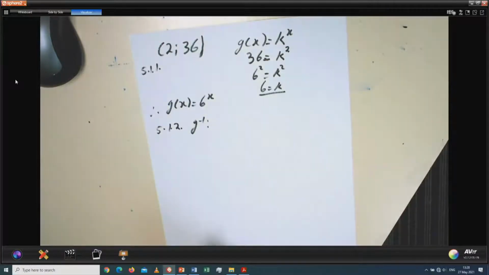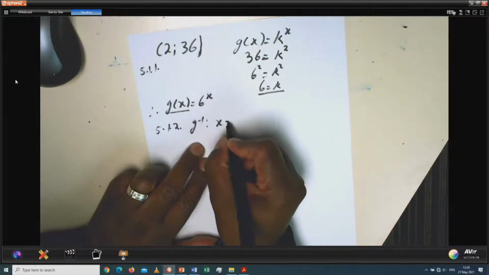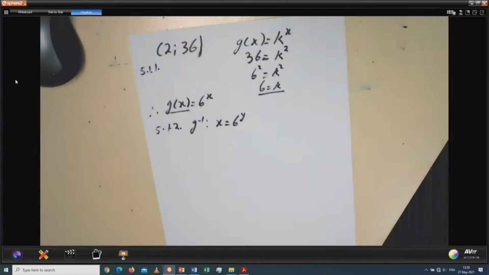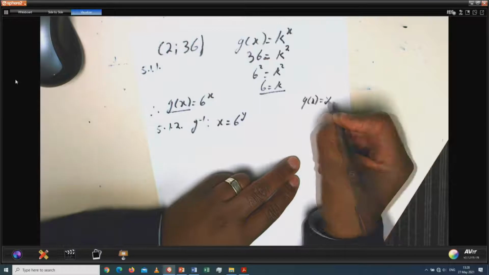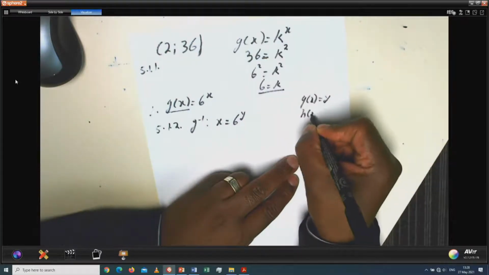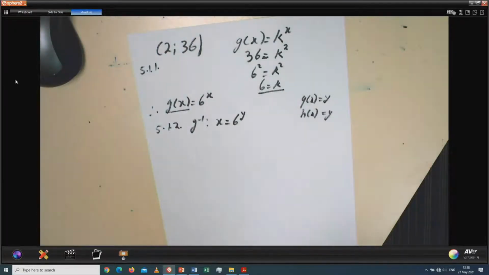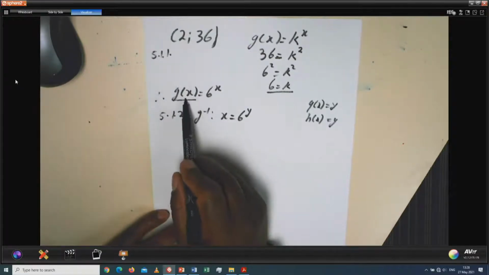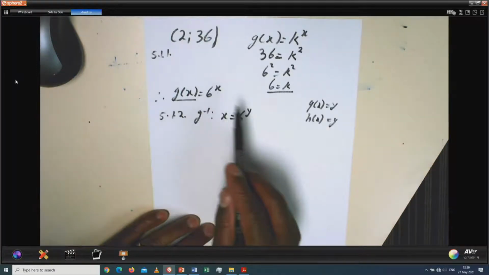So if you want to determine the equation of the inverse, you swap. This is y, this is x. Now you say x is equal to 6^y. I have swapped x and y. Don't get confused. This thing, g(x), is basically y. Sometimes you might have h(x). This is basically y. We use h, g, k and so forth just to differentiate between different functions, but basically this is the y value. So we swap. Instead of y here, we write x. Instead of x there, we write y.